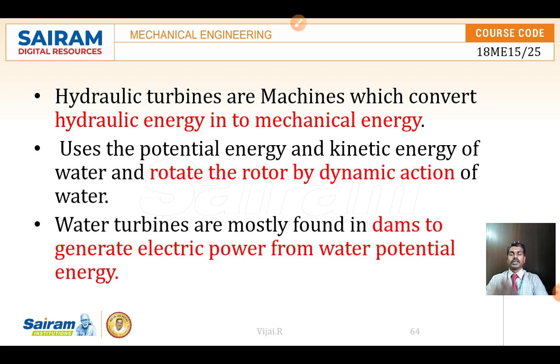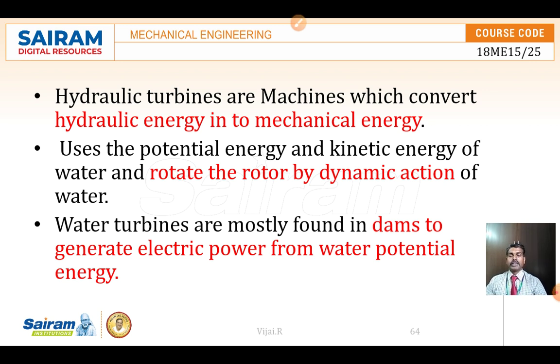Mainly the turbines used for the conversion of hydraulic energy into mechanical energy, in hydroelectric power plants, we are going to use hydro power. In the previous classes, in the first module, we have seen wind energy, hydraulic energy, and so on. The turbines are used for the conversion of the potential energy and kinetic energy of the water, and it is used to rotate the shaft of the turbine.